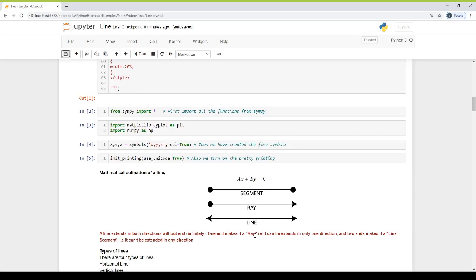One end makes it a ray. If the line has only one end and the other side can be extended, then it is known as a ray. For example, in this case, this is the end and the line can be extended in this direction, so it is known as a ray. If a line has two ends, then it is a line segment, because there is no extension in either direction. This is a segment with a fixed length, so it is known as a line segment.